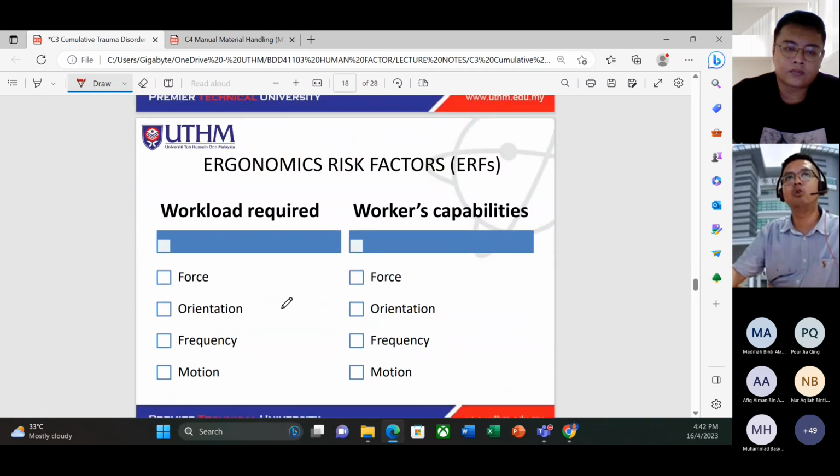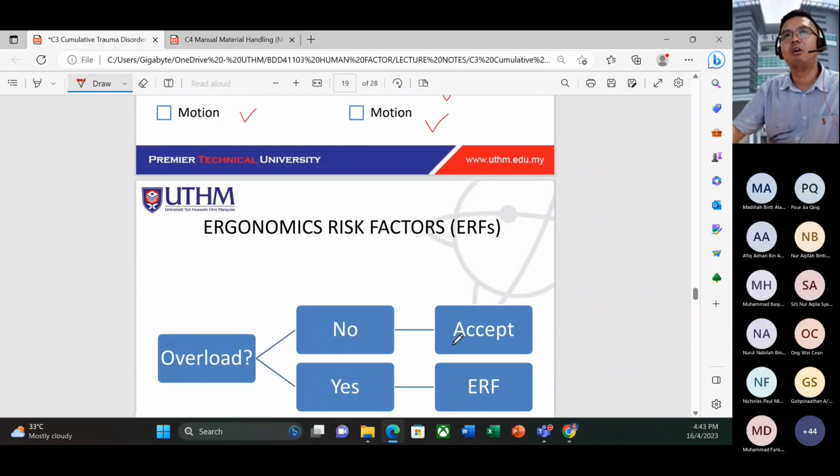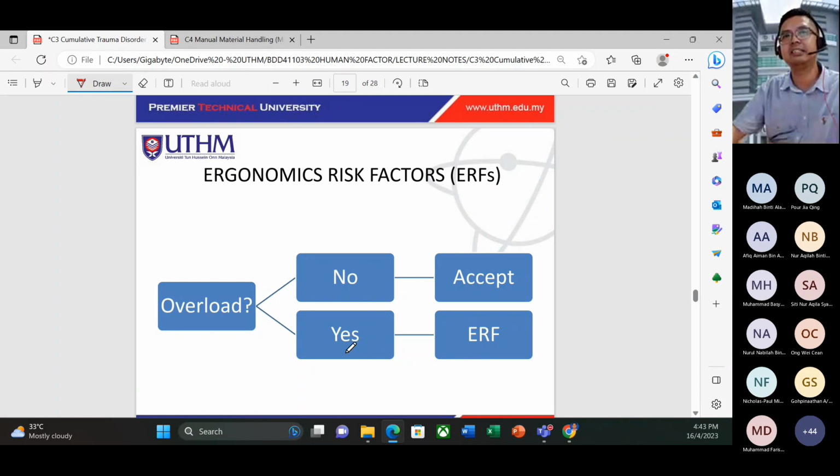And this is the ergonomic factor: workload required and worker capabilities. So we want to look at the force, orientation, frequency, and also the motion. The same goes for workload requirement and worker capabilities. Overload? No or yes? If yes, we proceed to ergonomic risk factor assessment. If no, accept. So we want to determine whether it is over the limit, based on our individual factors.